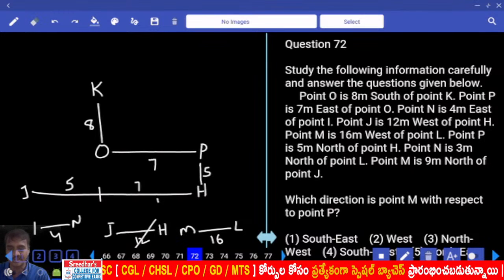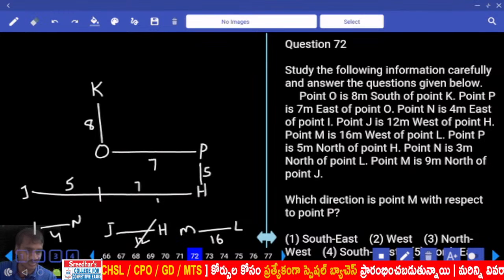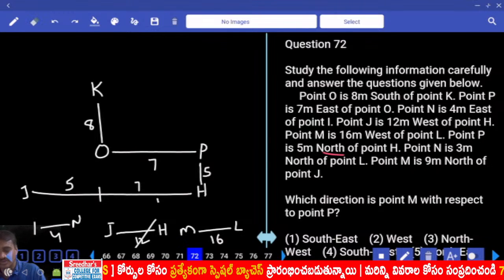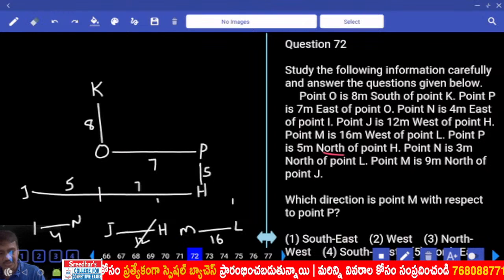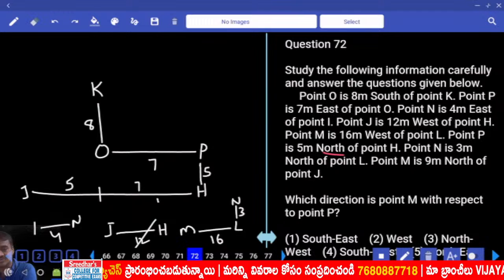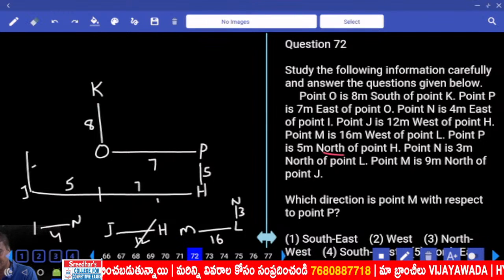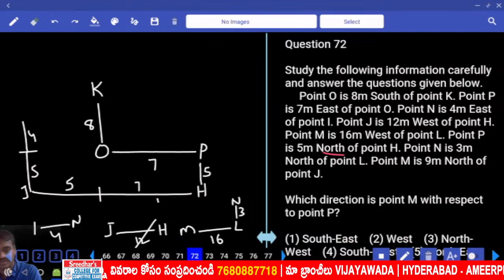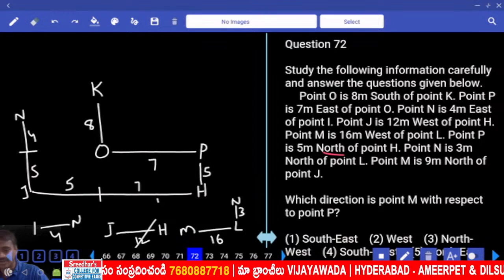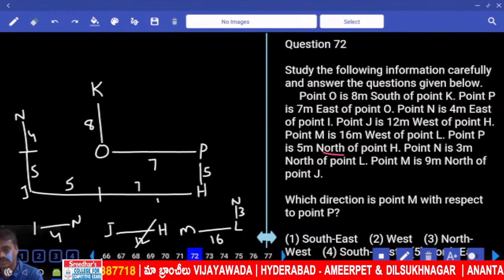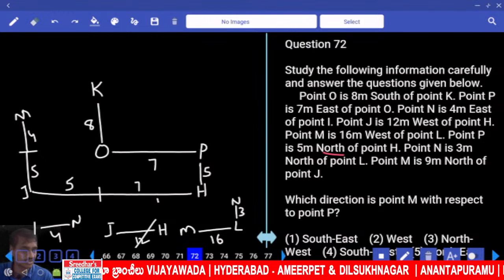M and L, I and N are left over now. Then P is 5 meters to the north. N is 3 meters to the north of L. M is 9 meters to the north of J. 9 meters, this is how much of 5? The next one another 4, so 5 plus 4, and N is how many meters? 9 meters. N is 9 meters to the M. Now M is 9 meters to the north of J.